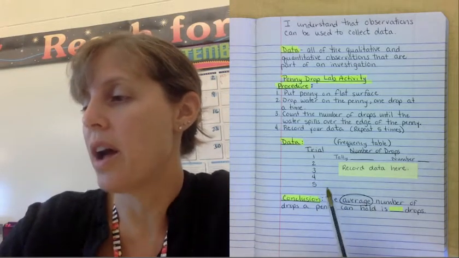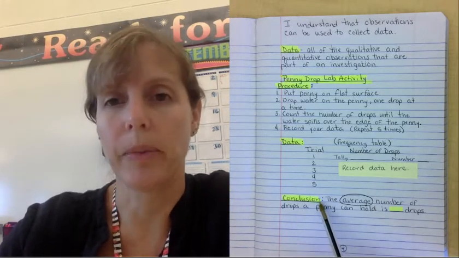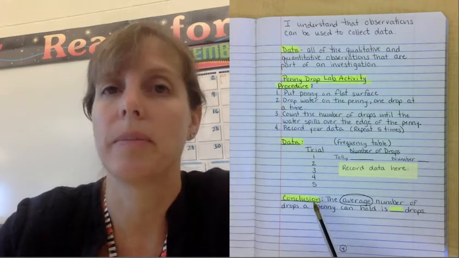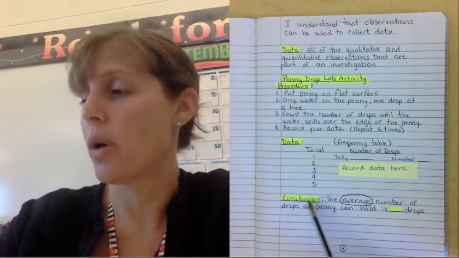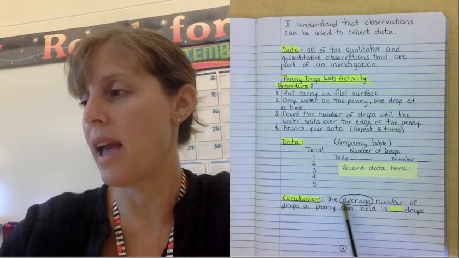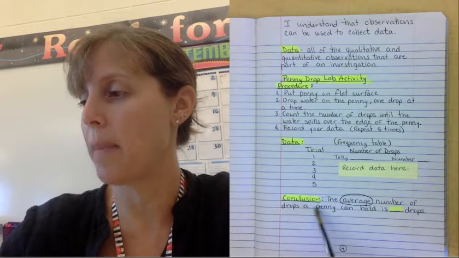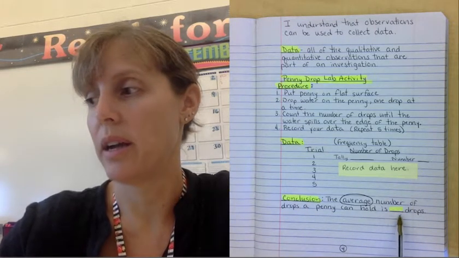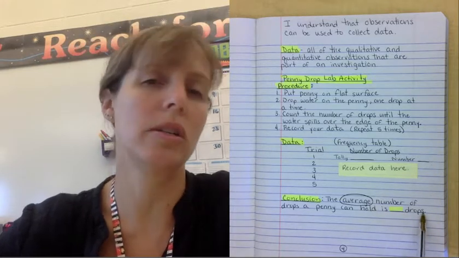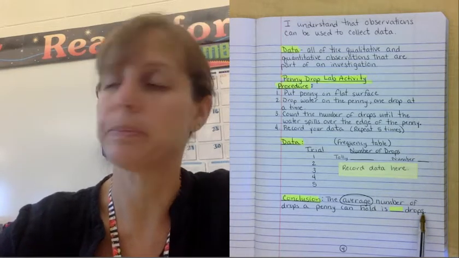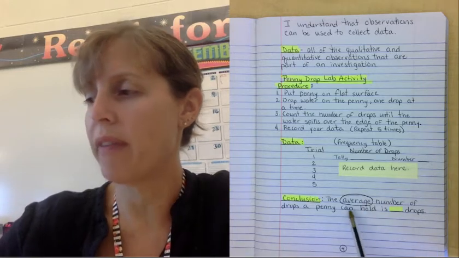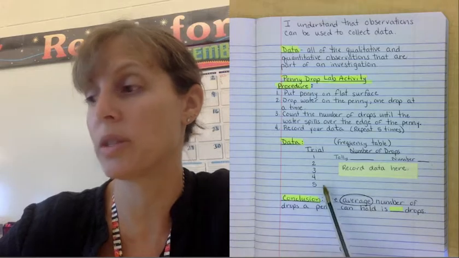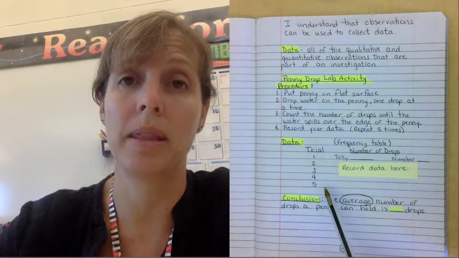Then when you're done, you are going to write a conclusion. A conclusion is like what you find out from your actual experiment or your actual activity. So our conclusion today should say the average number of drops a penny can hold is, and you're going to have to fill in this blank here, is how many drops, because your drops might be a little bit different than mine. Okay, so I circled the average here because we have to figure out the average number because our trials, we're going to do this 5 times. I cannot imagine these will all be the same.